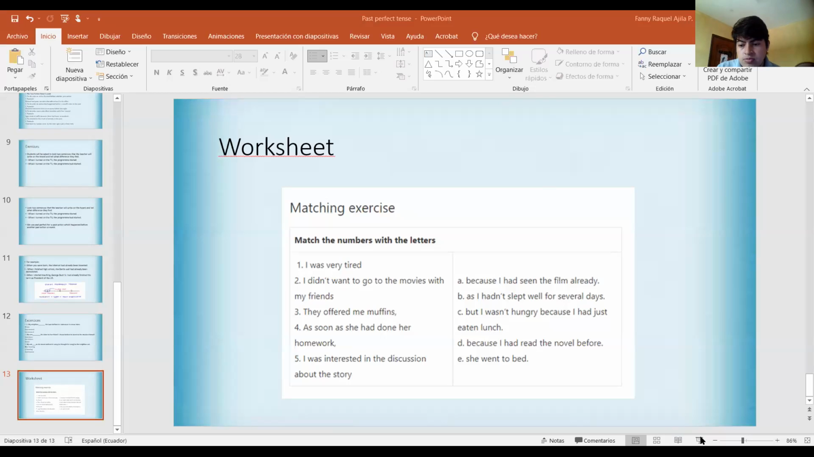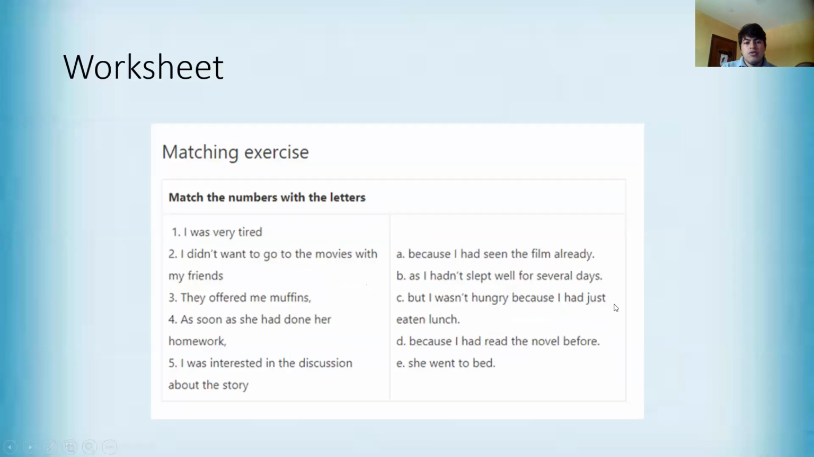So for homework, I need you to create 5 examples with the past perfect tense. For example: I went to bed after I had watched a documentary on TV. You need to create 5 sentences with the past perfect tense.